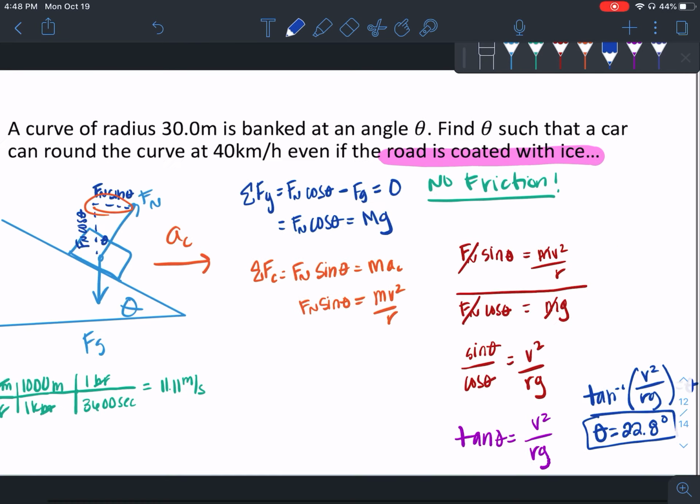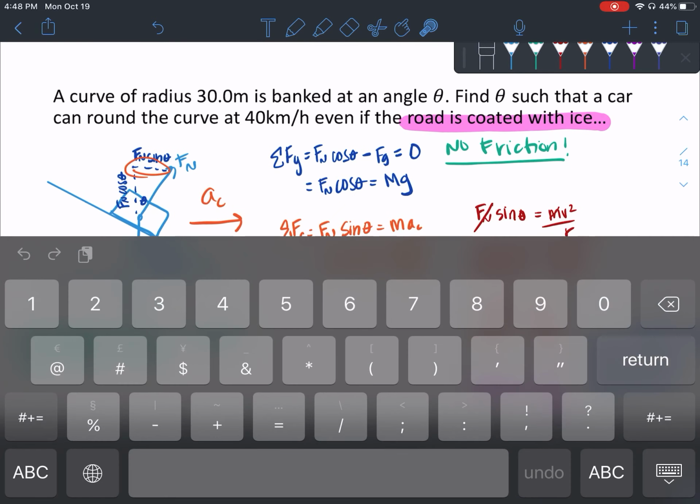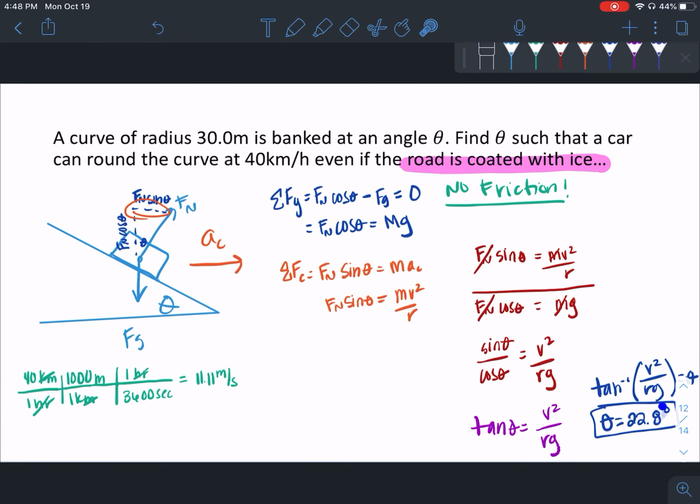So what that means is that if you are taking this curve, this one in this problem, at 40 kilometers per hour, you don't actually need friction to get through it if the angle is 22.8. And we do know that oftentimes there is friction because we're not always talking about roads coated in ice, which means that you could take the curve faster if you wanted, because friction would be helping you out here. But we can do all of this together and find out this is what this problem is talking about. So now you have an example of how you can solve a question with a banked curve.